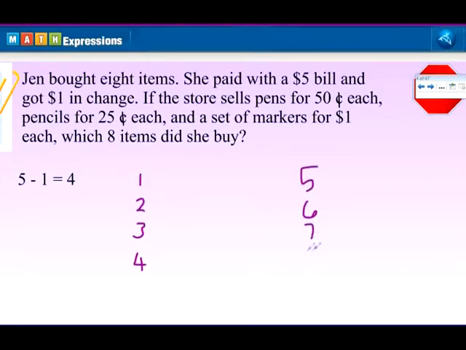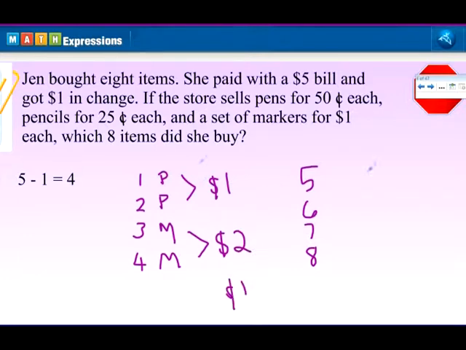What I'm doing is I'm just laying it out. For me, I have to have a visual of what she bought. If she bought 2 pens, that would be $1. If she bought markers, if she bought 2 of those, that would be $2. How many more dollars can she spend? $1, right? Let's see if she can get enough pencils.